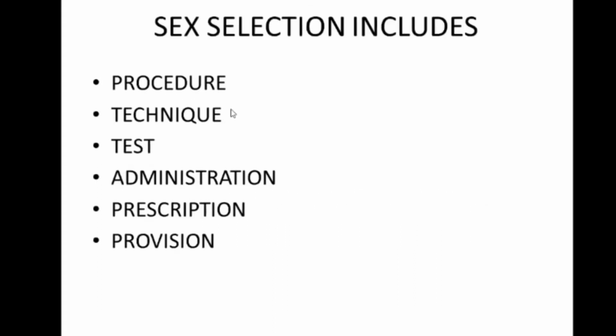So what does sex selection include? First is the procedure. Whatever procedure you do, you should not tell. Then what type of technique you use, that also you should not tell. So what is the difference between a procedure and a technique? Procedure is if someone is trying to see what type of sex this is, or if someone is undergoing something like an ultrasound, it is called a procedure. Technique is if someone is trying to get one particular gender baby.